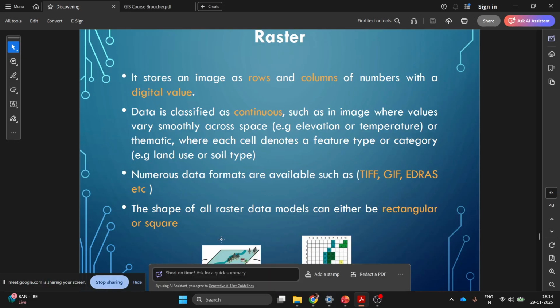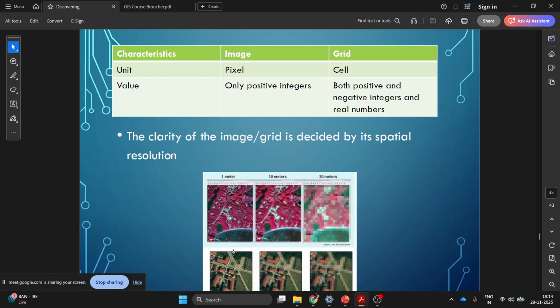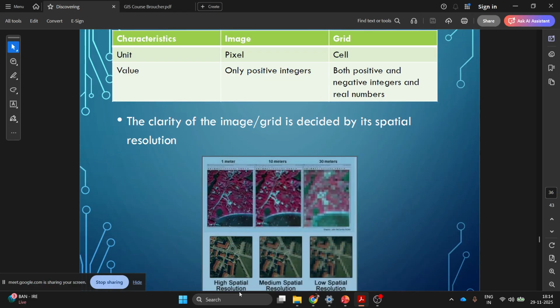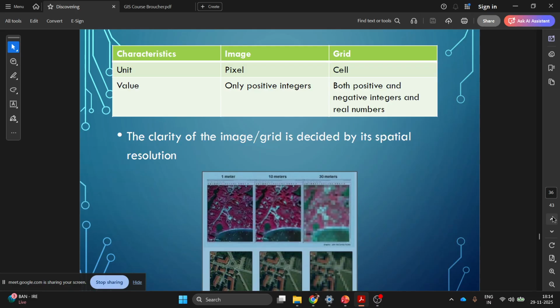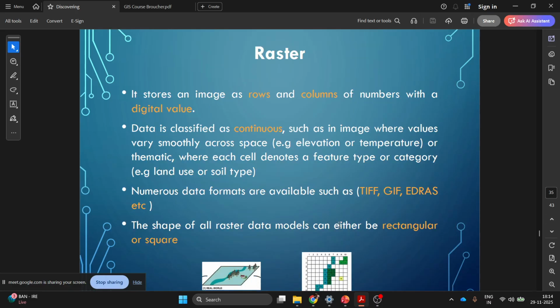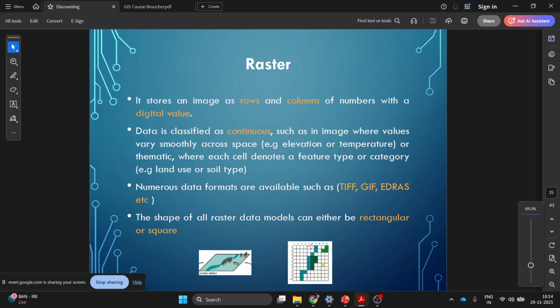For example, this map is a vector type of example. So when I convert this type of map, what happens is it is converted from a vector format into a raster format. This vector map representation has now been converted into a raster format.